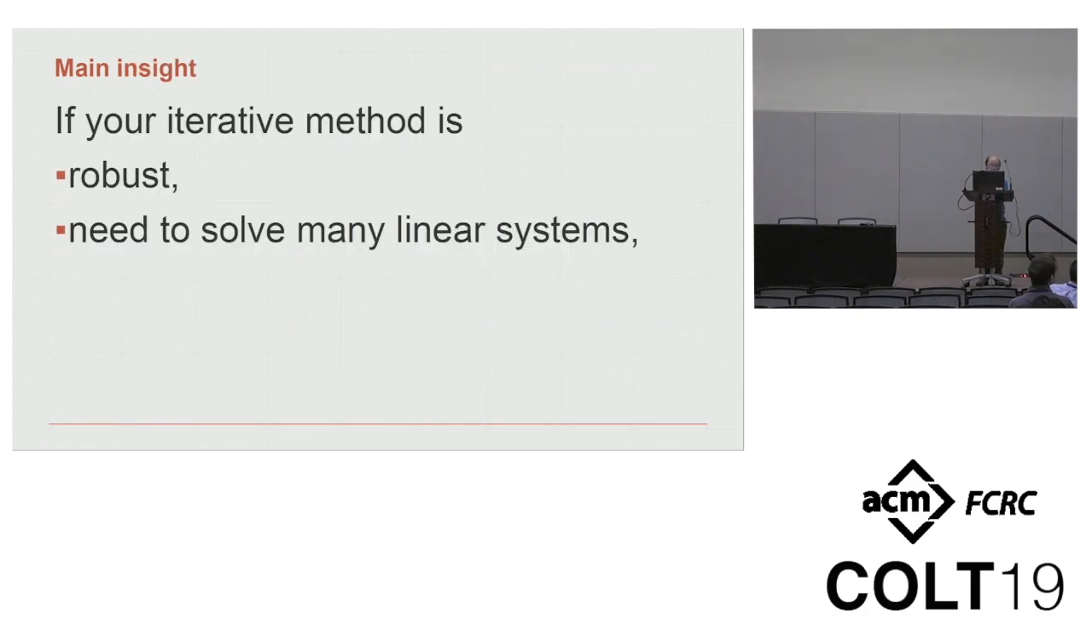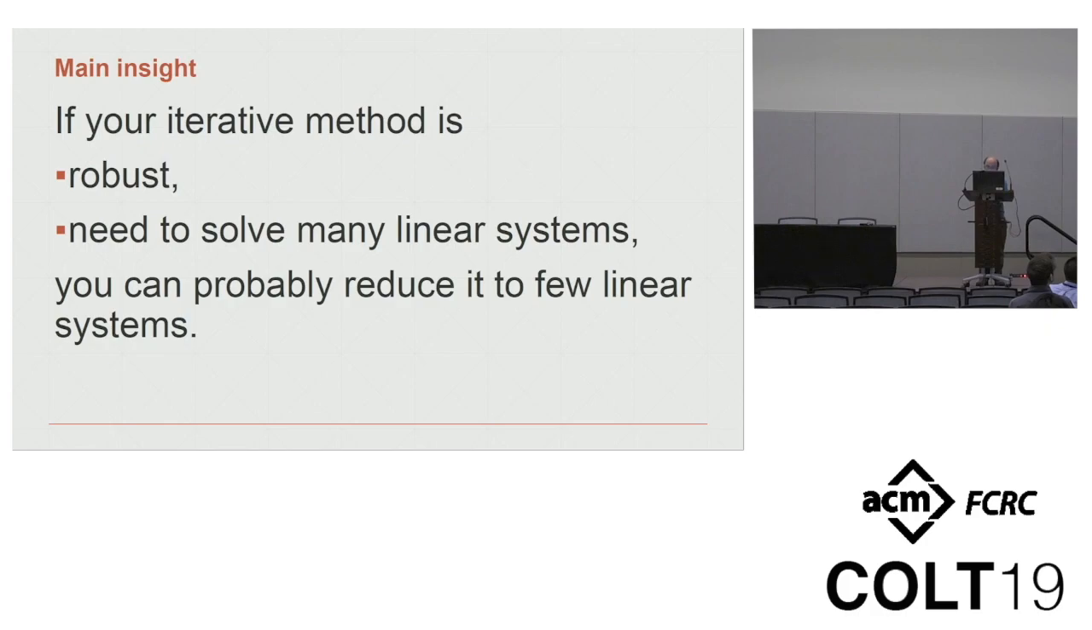So in some sense, the take-home message of this paper is this. If you have an iterative method, you believe your method is robust, and somehow you need to solve many linear systems, for example, Newton method, then usually you can do some trick to make the number of linear systems go to not many linear systems instead of a lot of linear systems.